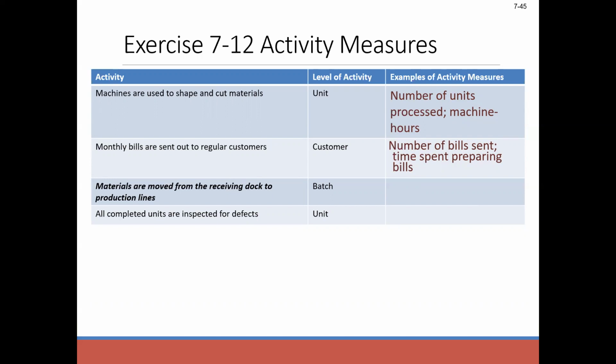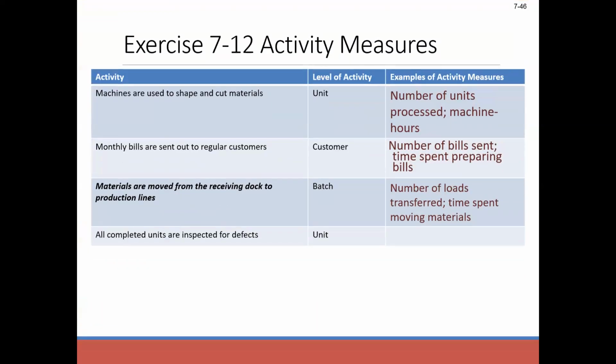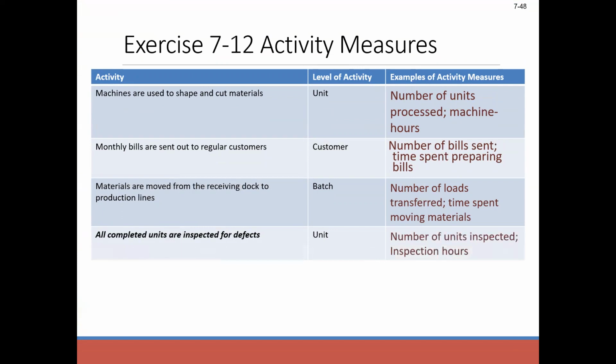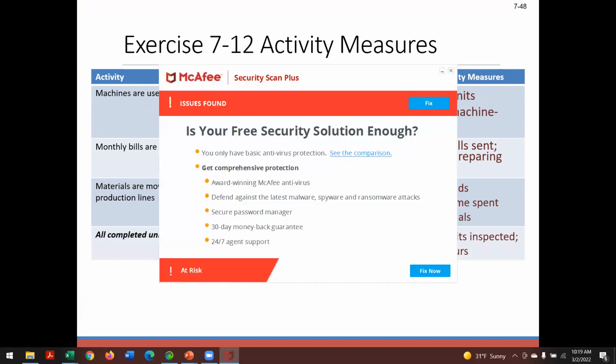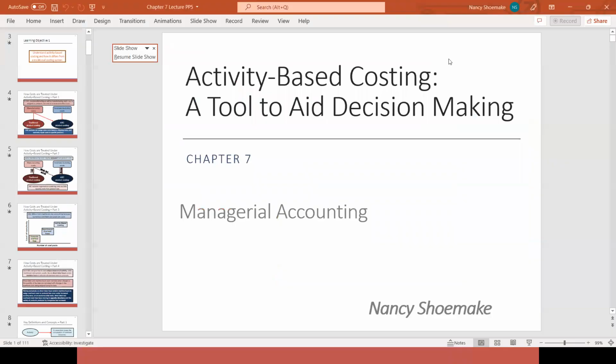Materials are moved from the receiving dock to the production lines. Number of loads transferred and the time. And then all completed units are inspected for defects. Number of units inspected and the number of hours related to this activity.